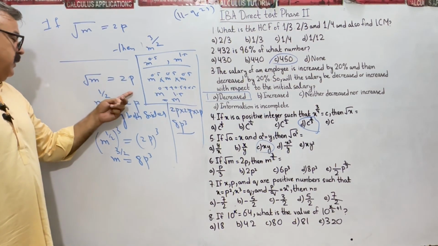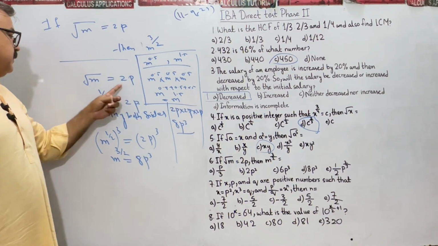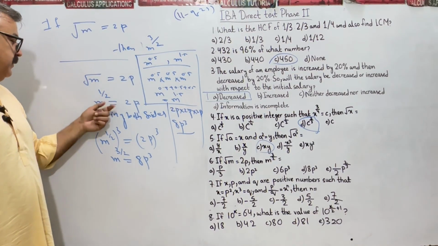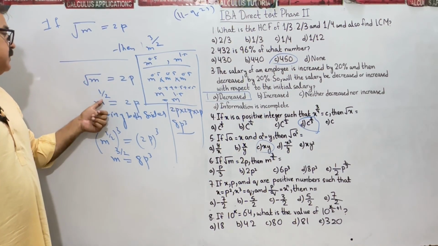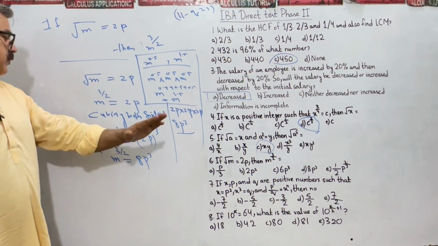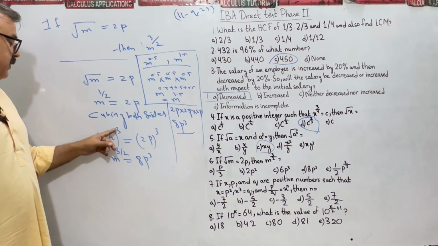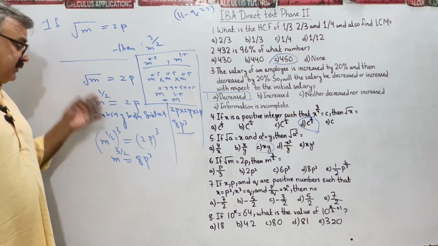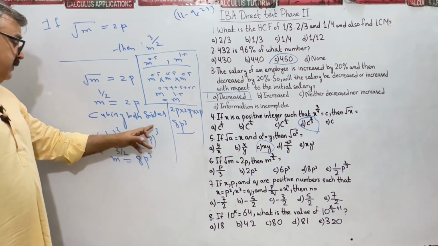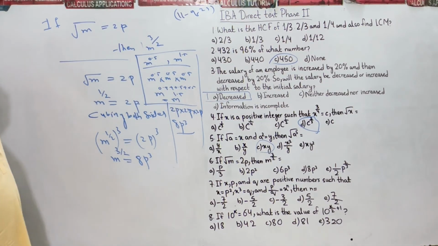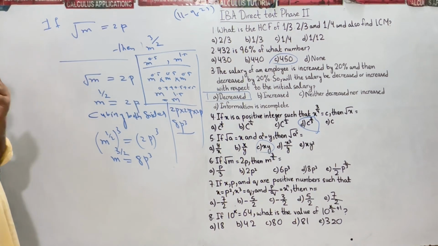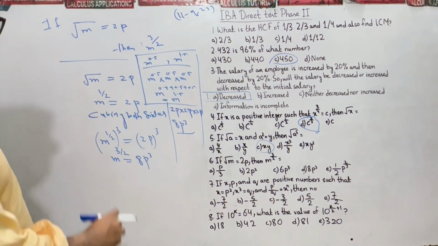That's root m is equal to 2p. Root means 1 over 2, so 1 upon 2 is there. I need 3, so I am cubing both sides. 1 upon 2 times 3 will become m raised to 3 over 2. The cube of 2 is 8, and the cube of p is p cube. 8p cube is our answer. Simple as that. What is the next question?